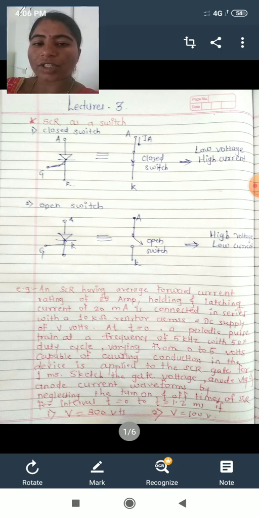Second condition is the high voltage, low current condition. In this condition, it acts as an open switch, meaning current does not flow from anode to cathode.